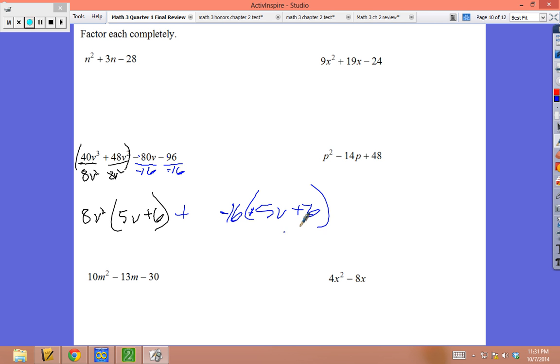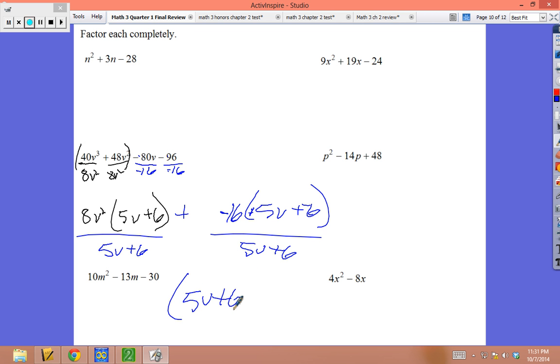So, there we are. Now, I'm gonna factor out of this group a 5v plus 6. I'm gonna factor out of this group a 5v plus 6. My answer in one group is 5v plus 6. In my other group is what's left over. It's going to be 8v squared minus 16. But you're not done, because this group has a common factor.